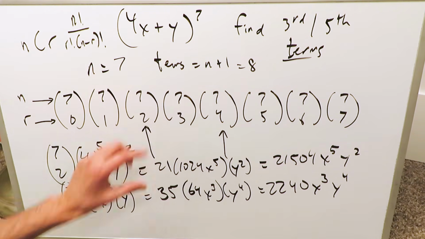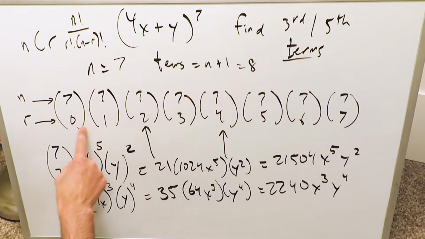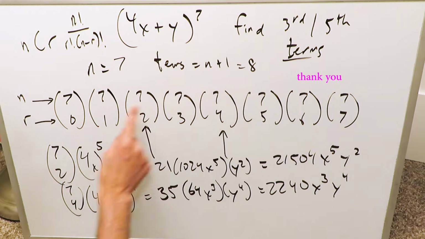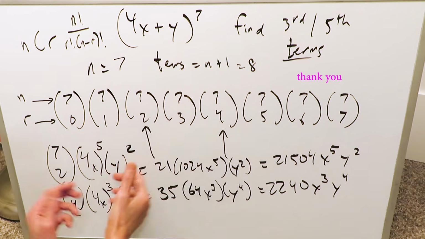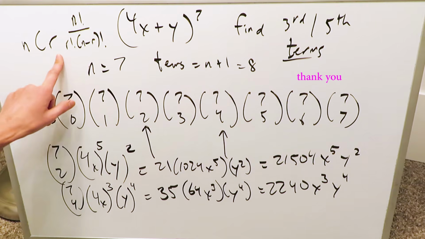But this is exactly how you want to do these types of questions. Set it out this way and then literally count your terms. 1, 2, 3, this is my third. 1, 2, 3, 4, 5, this is my fifth term, and run it through using this.